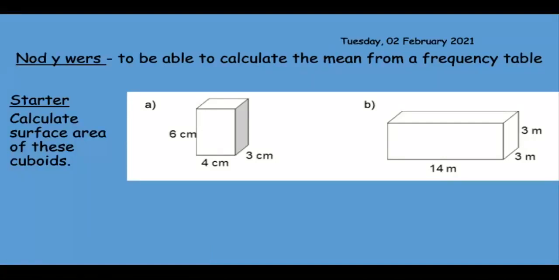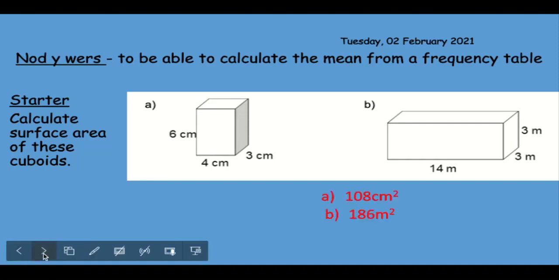Hello, so in this lesson we're going to be looking again at finding the mean in a frequency table. We're going to be using a slightly more formal method when we've got bigger numbers, and making a list wouldn't be very easy to do. So first job though is the surface area of these cuboids. To calculate them, obviously pause while you're working on them, and we'll come back and mark your own.